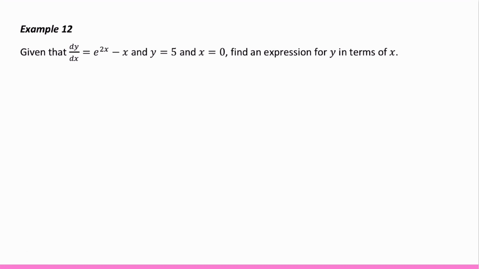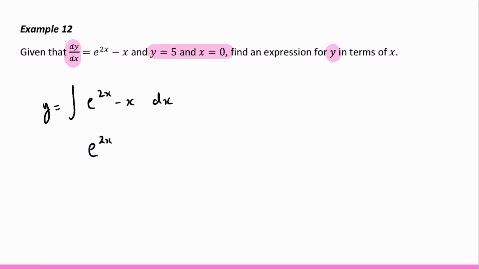Example 12, given that dy by dx is equal to e to the power of 2x minus x, we've got y equals 5, x equals 0, find an expression for y. So I've got dy by dx, they want me to find y. The way to be able to get from the derivative to the original is by antidifferentiating, and then they also give me a value for y and x to be able to find c. So I'm going to start off y equals by antidifferentiating this expression.